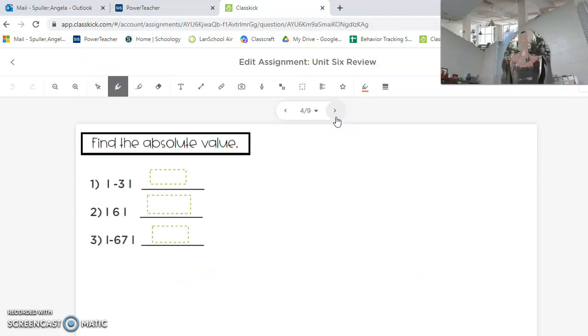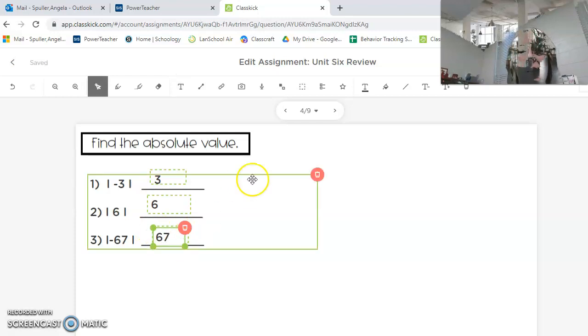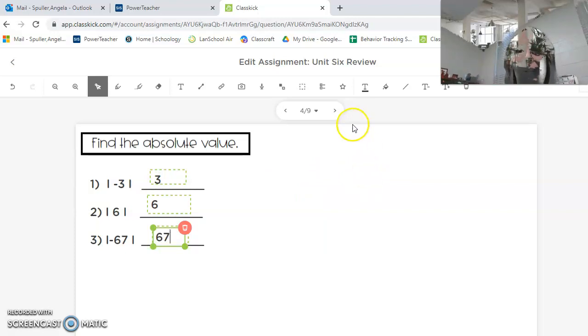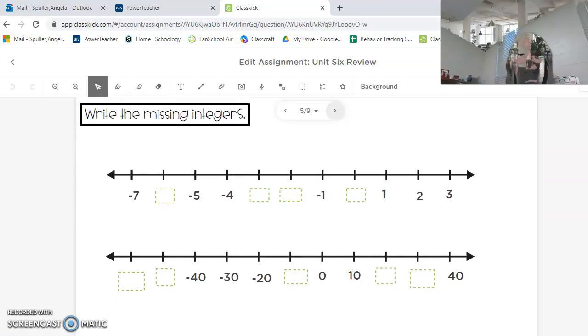Okay, absolute value. The main thing you need to remember for absolute value is it's the distance from 0 on the number line, and it's always going to be positive. So the absolute value of negative 3 is 3. The absolute value of 6 stays 6, and the absolute value of negative 67 goes to 67. It's always positive because you're always making the jumps. You're not taking the jumps away, you're making the jumps. Okay, let's move on.